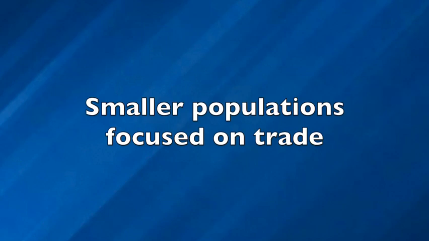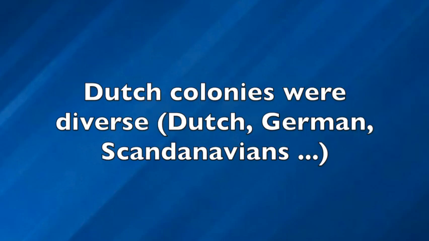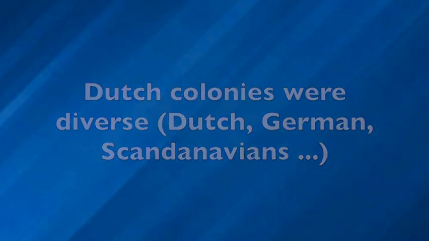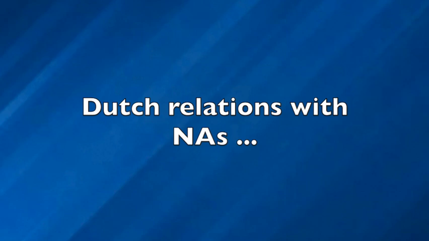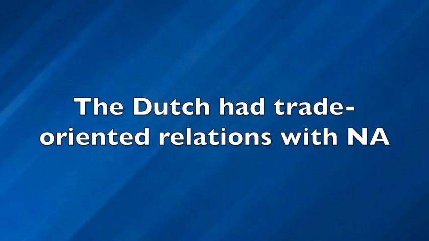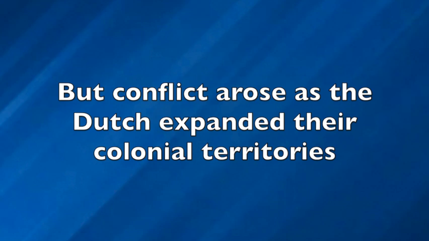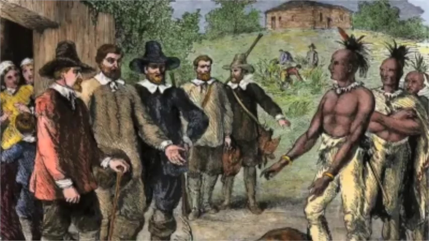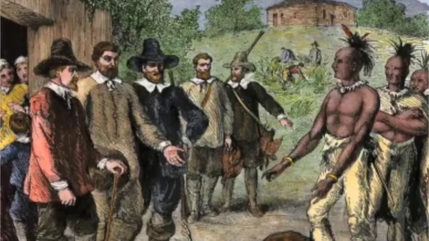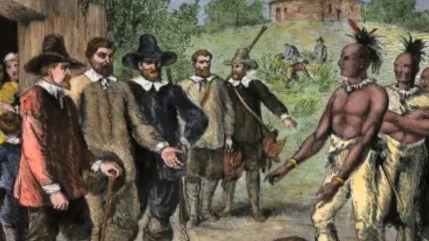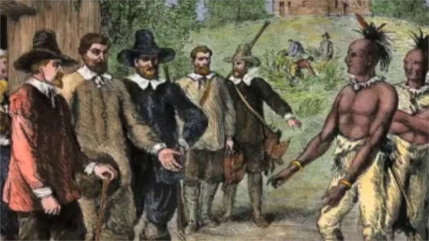Dutch colonial settlement: a smaller settler population focused on trade rather than large-scale agriculture. Dutch colonies comprised diverse groups including the Dutch, Germans, Scandinavians, and others. Relations with Native Americans: trade-oriented relationships between Dutch colonists and Native Americans existed initially, and the relations were pretty good. But conflict arose as Dutch territorial claims expanded into Native American territory. These differences in governance, economic focus, settlement patterns, and relations with Native Americans shaped the development and legacy of each colonial empire in the Americas.